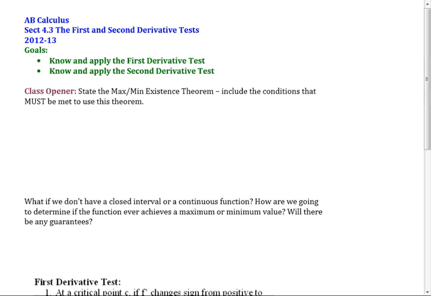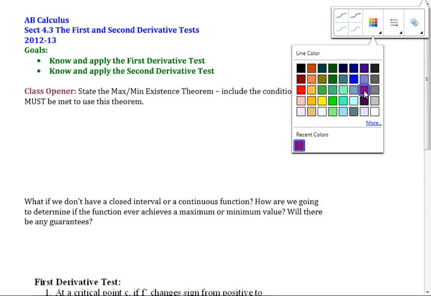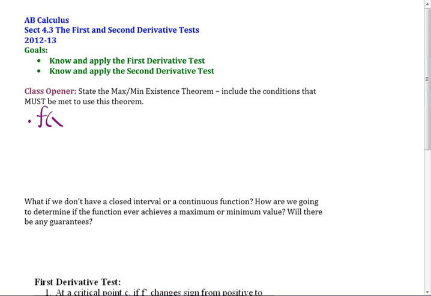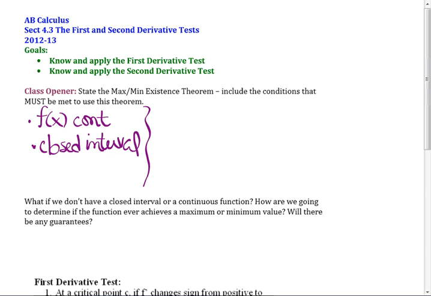So, what about the maximum existence theorem? You should be able to tell me, well, first off, what does it say? Well, okay, so this is a condition. We have to have what? A function that is what? Continuous. Okay, girls? And it must be on a closed interval. Wasn't talking to you. Okay, but what is the maximum existence theorem do for me?